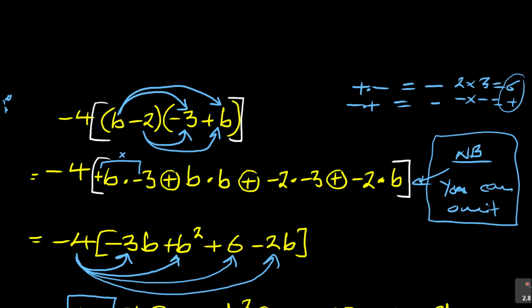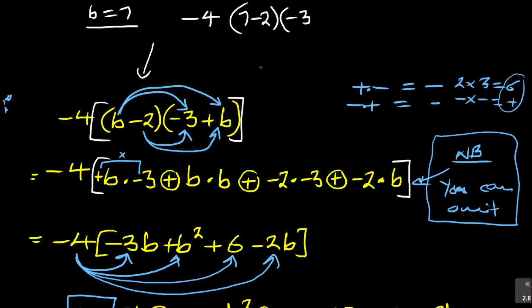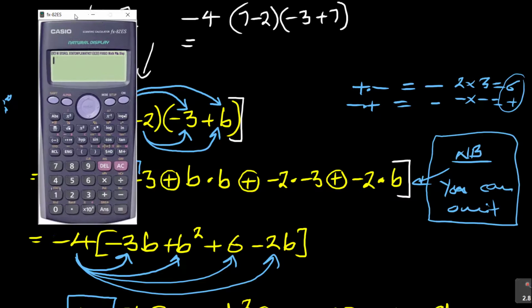Let's come here and also say if b is equal to 7. You always have to test in two places so that you match the answers with the original. Remember, it was minus 4. Now look at that bracket. B is 7 minus 2. See that? And then close bracket, minus 3 plus b, which is minus 3 plus 7. Close bracket, equal to. You do the calculator as is.